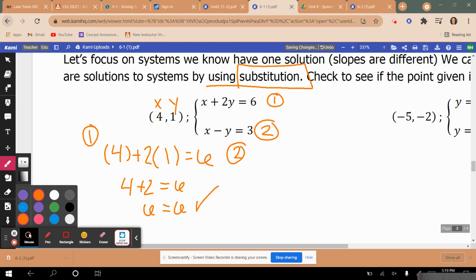Write your equation without your x and y in just parentheses. So parenthesis, parenthesis, minus parenthesis, parenthesis equals 3. My equation without my x and y's with just parentheses. Replacing my x and my y. 4 and 1. 4 minus 1 is 3. 3 equals 3. That is true.